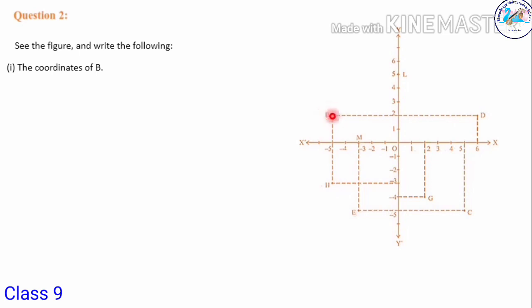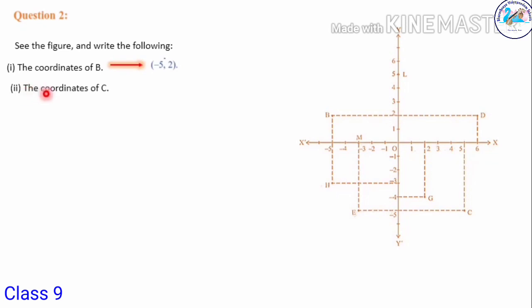So from B you have to move first to the x-axis. It is meeting at x-axis -5, and you have to go to the y-axis. It is meeting at y-axis 2. So the point is first x value, that is -5, second y value, that is 2. So the point is -5, 2.